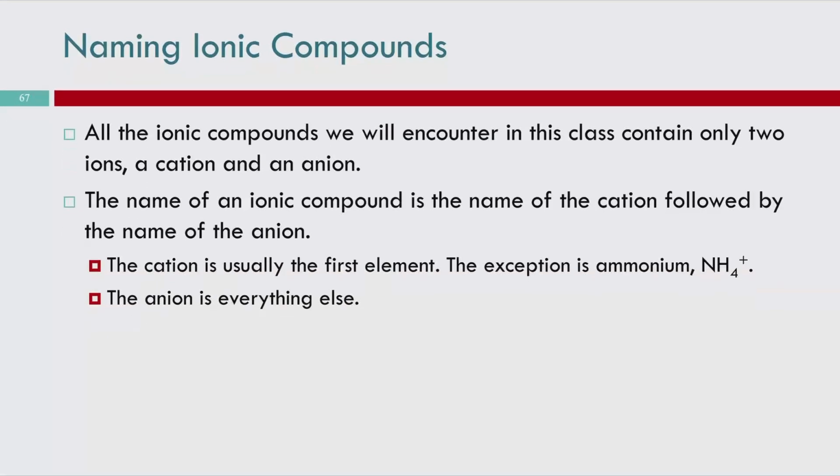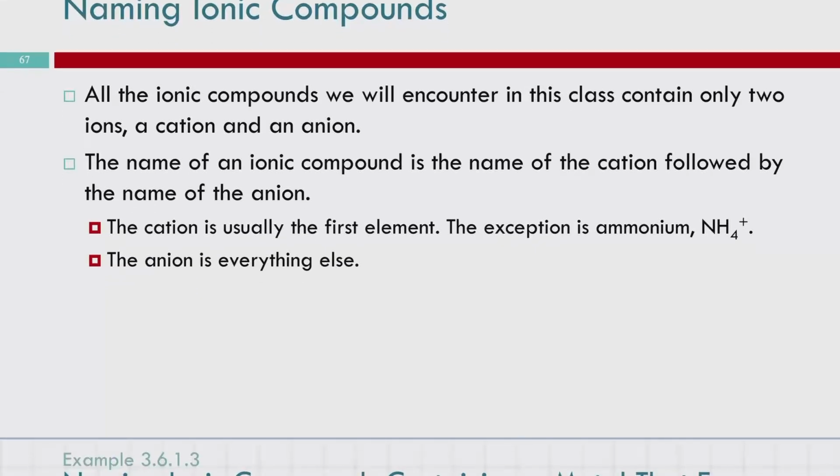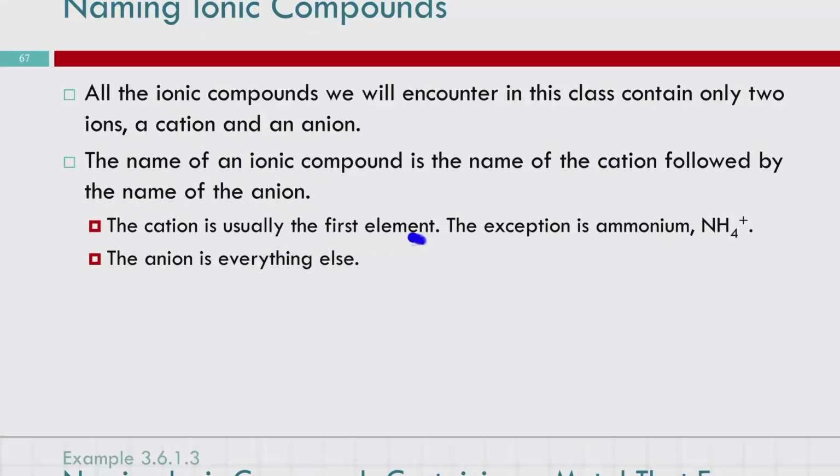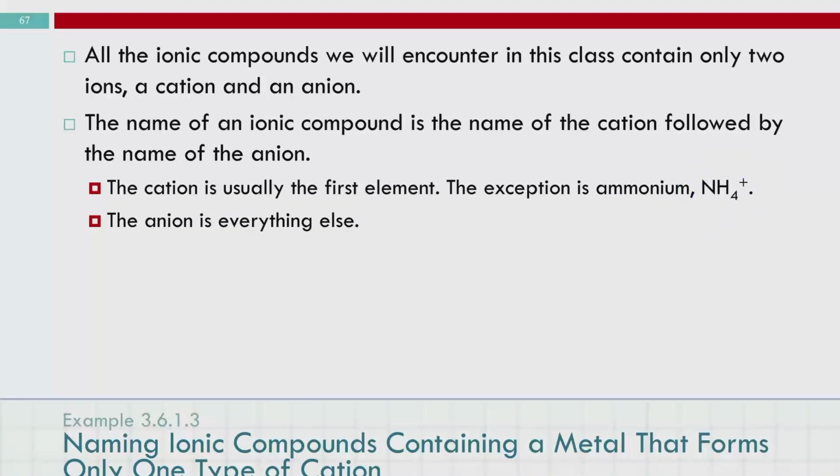So when we're naming ionic compounds, we're going to be covering ionic compounds that have only 2 ions. So it's a relatively simple version compared to the real world. We've got a cation and an anion. And the name for ionic compounds is the cation name, but take off the ion part. And then you put right next to it the anion name without the ion part. That's all there is to it. So if you know the cation name and the anion name, you just pop them together, and now you've got your name. The cation is going to be the first element, usually a metal. If it's ammonium, ammonium doesn't go first for reasons.